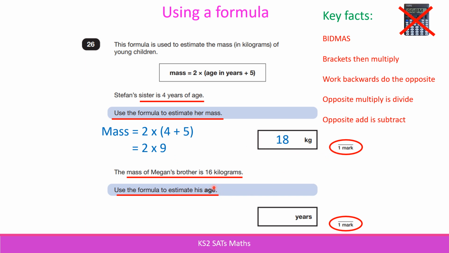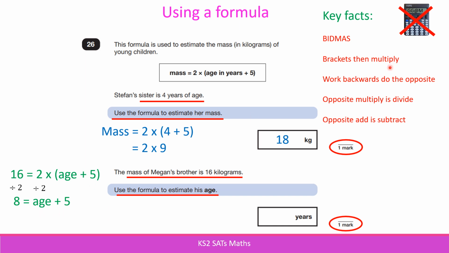Now we've got to work backwards, so we're told the mass is equal to 16. So if you put 16 equal to 2 times the age plus 5, we can now work out the age. So we've got to do the opposite. So we did the brackets, then we multiplied. So instead of multiplying, we're going to do the opposite of multiply, which is divide. So we've got a times by 2 here, so we're first going to do the opposite to times by 2, which is divide by 2. So I've got to divide the 16 by 2, and I've got to divide the 2 by 2. 16 divided by 2 is 8, and when I divide this side by 2, this times by 2 disappears, leaving just what's in the bracket, the age plus 5.